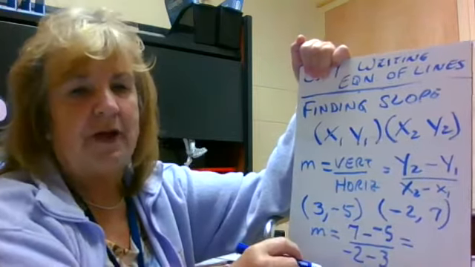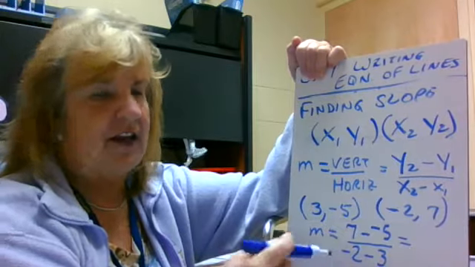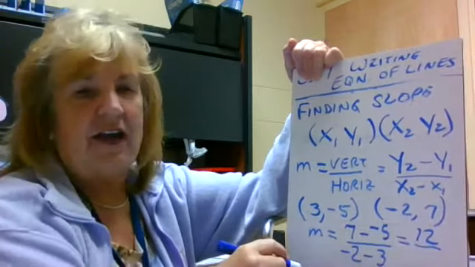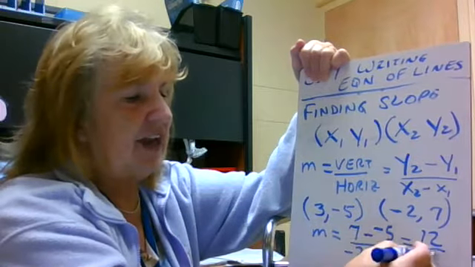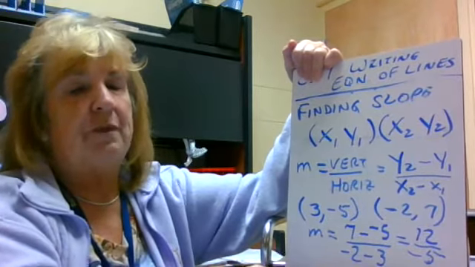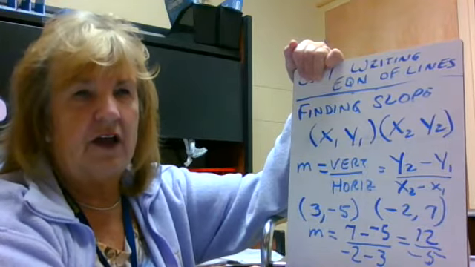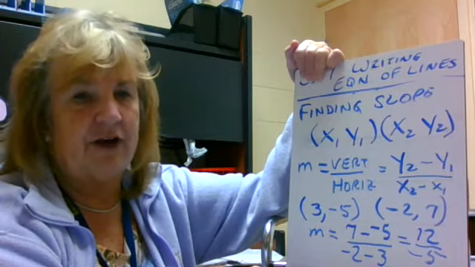And you remember from Algebra 2 that subtract a negative is the same as adding. So 7 plus 5 is 12. And negative 2 minus 3 is negative 5. So the slope of this line is negative 12 over 5. The negative sign ended up on the bottom, but it really just makes the fraction negative.